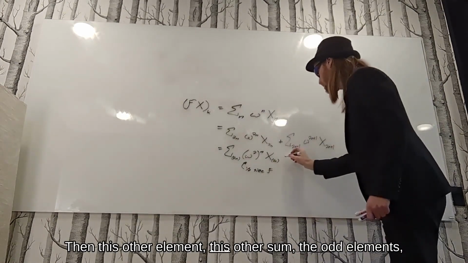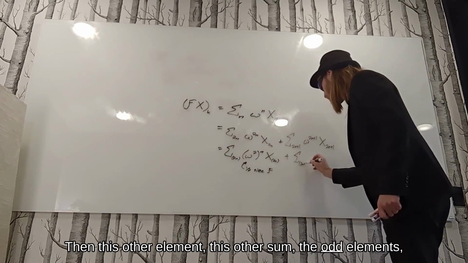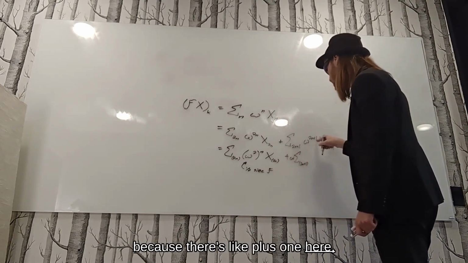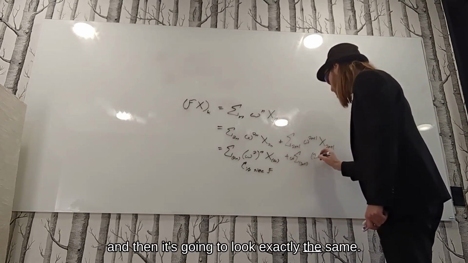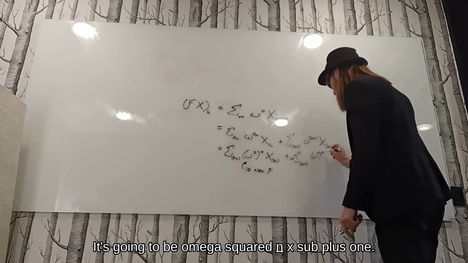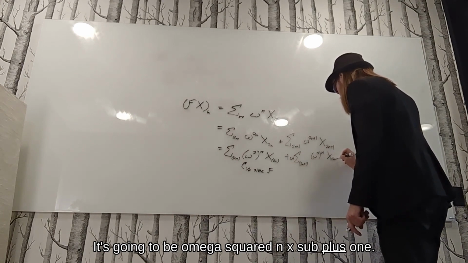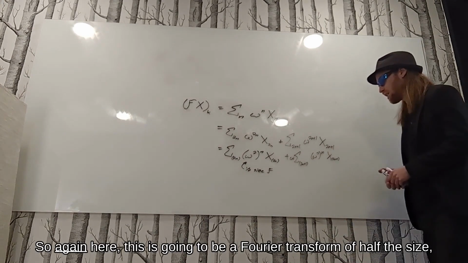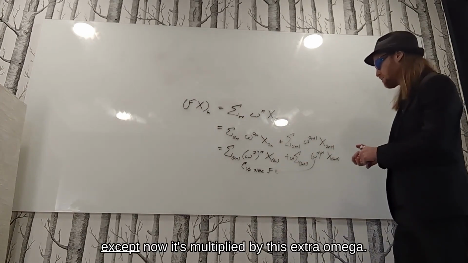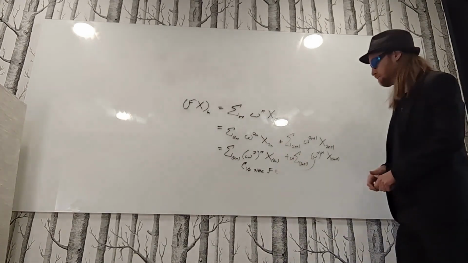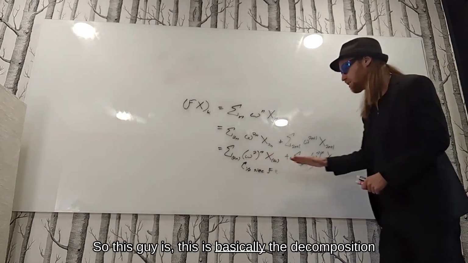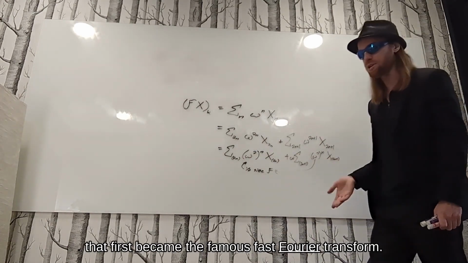Then this other sum, the odd elements, we can pull an omega out of here, because there's this plus 1 here, and then it's going to look exactly the same. It's going to be omega squared n x sub 2n plus 1. So again, this is going to be a Fourier transform of half the size, except now it's multiplied by this extra omega. So this is basically the decomposition that first became the famous fast Fourier transform.